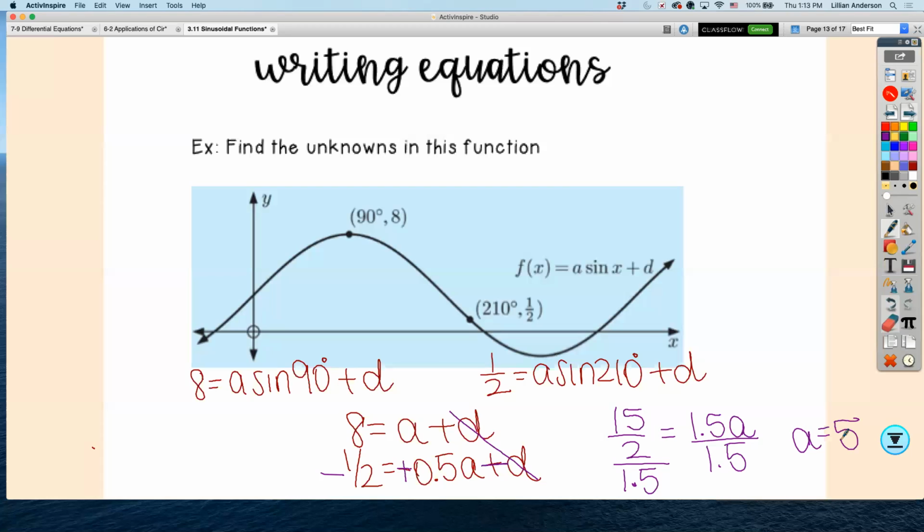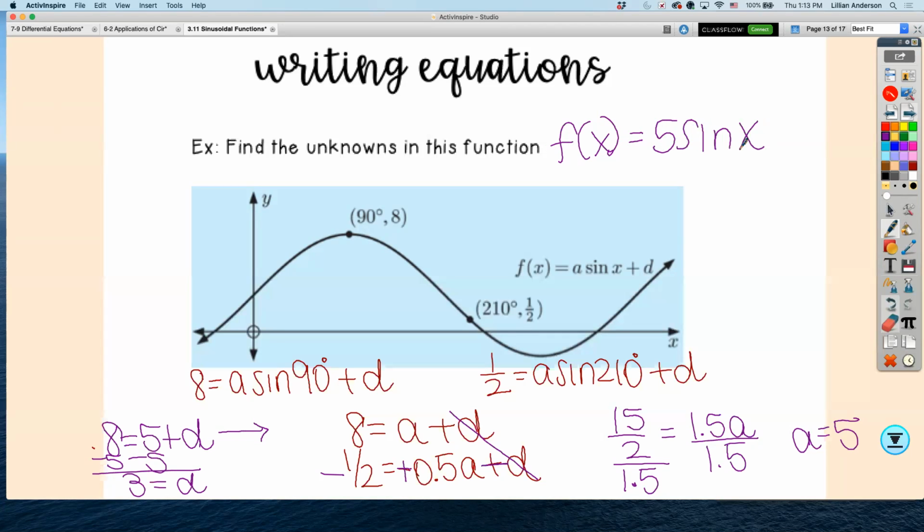So then I can plug that into one of my original equations. I'm going to use the top one. That's 8 equals 5 plus D. Subtract both sides by 5, and D is equal to 3. So whether you do elimination, substitution, or your calculator, you end up with the same value for A and D. So my function is 5 sine x plus 3.